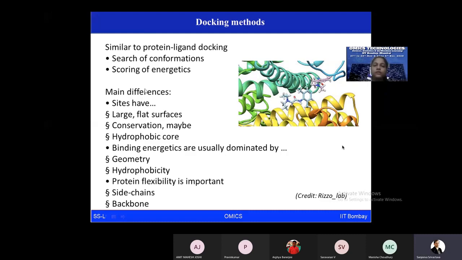The differences between the two are, first, in protein docking, the surfaces between the proteins where they interact are large and flat. Mostly the residues are conserved and they have a hydrophobic core. In the case of binding energetics, it is usually dominated by the geometry of the protein and the hydrophobicity of the residues present in this interface. Protein flexibility is important in protein-protein interactions, and it is contributed mostly by the side chains and the backbones.